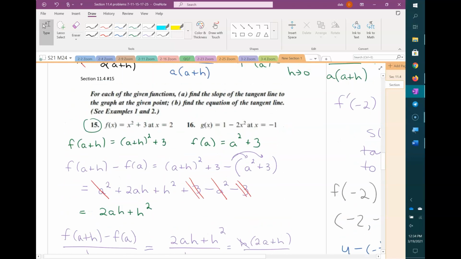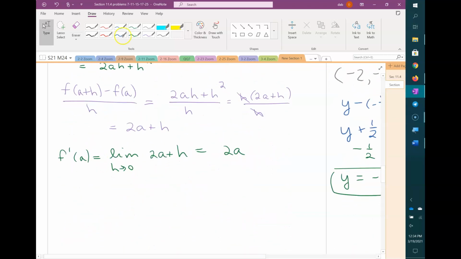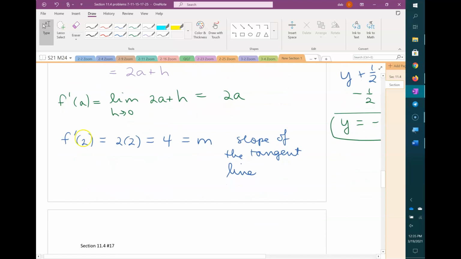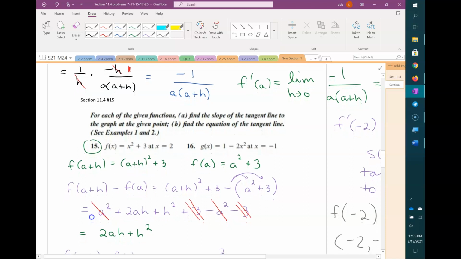So then it asks me to find the slope of the tangent line to the graph at the given point. So at x equals 2. So f prime of 2 is going to be 2 times 2, which is 4, and that's going to be m, the slope of the tangent line.